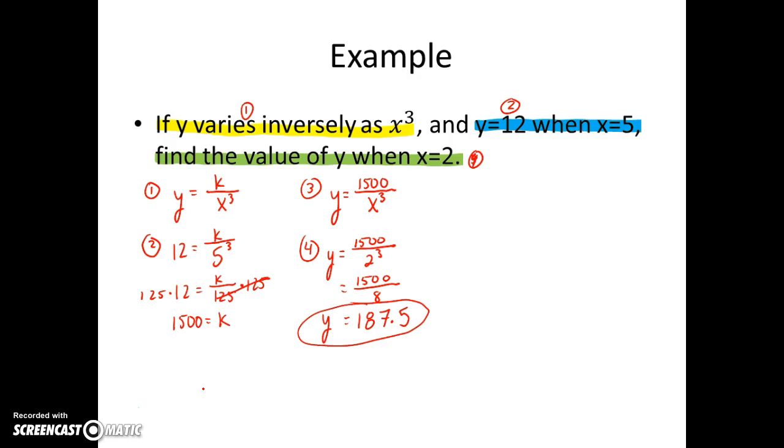Direct would be, for example, the more I study, the better I do on a test. Inverse would be the more I eat, the less hungry I get. So as I eat, or as one goes up, the other goes down. So as I eat more, my hunger goes down. One goes up, one goes down. And back to the studying example of direct, that would be like the more I study, so that's going up, the higher my test grade is, that goes up. So those would be more directly related.